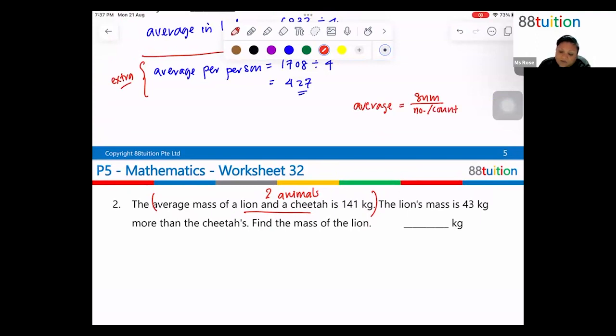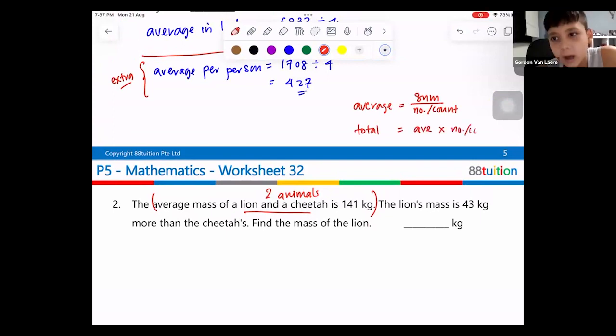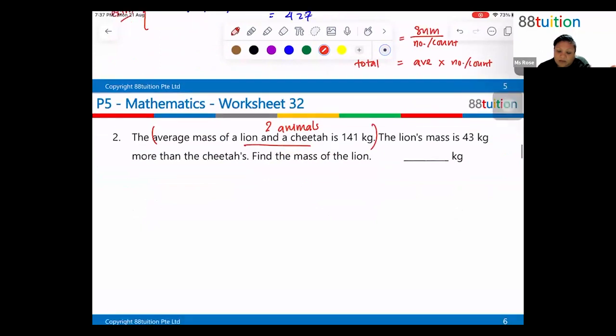quantity. Whereas to find the total, what do we need to do? Do the opposite. So we take the average times the number or the count. This is what we do. Now they tell us the average mass of two animals is 141.